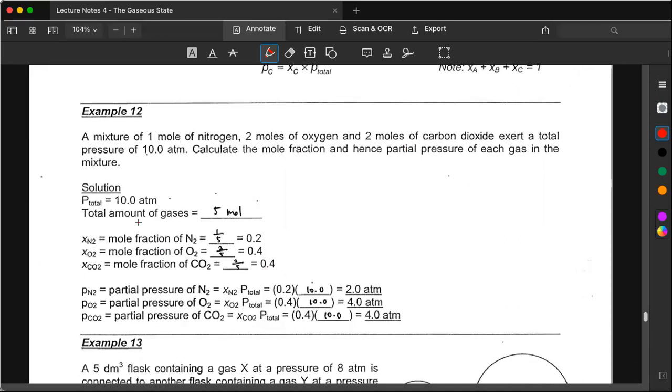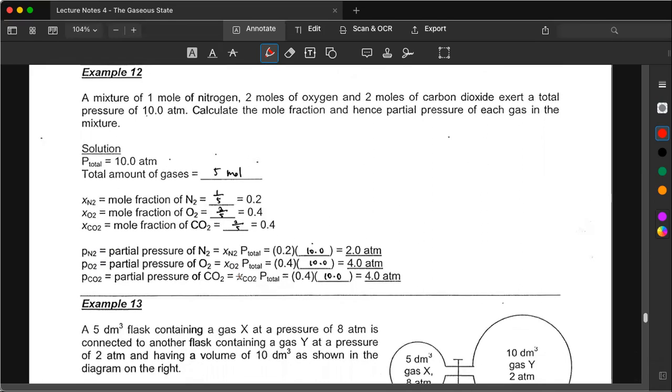So the total amount of gases is 5 mole, and the total pressure was already given as 10 atm. So the mole fraction of nitrogen is just 1 over 5, 0.2, oxygen 2 over 5, CO2 2 over 5 as well. And then the partial pressure of nitrogen will be 0.2, which is 1 over 5, calculated just now, times total pressure, which is 2 atm. Then repeat the same for the rest. All right, so the total pressure here should add up to 10, just to check, and the total fraction should add up to 1.